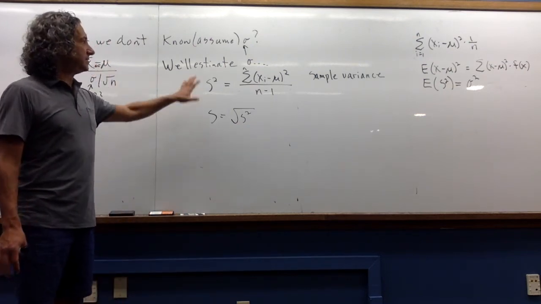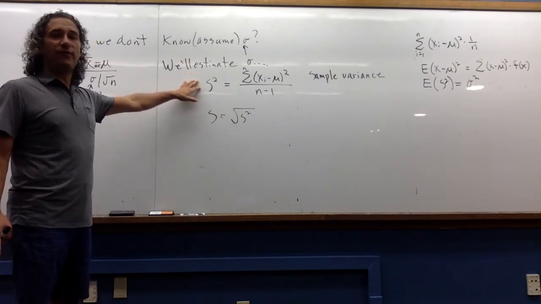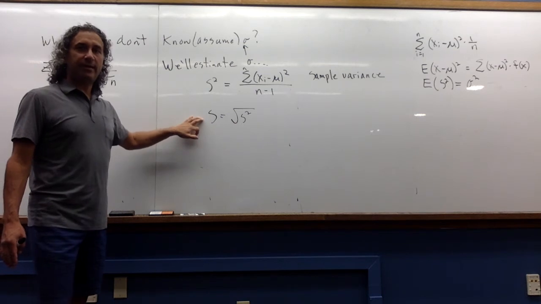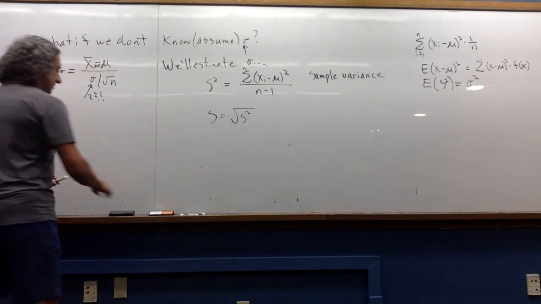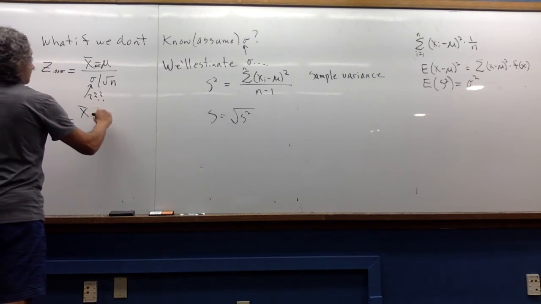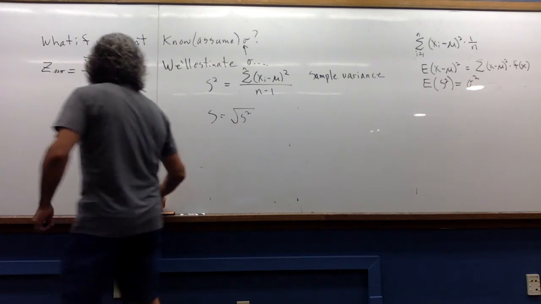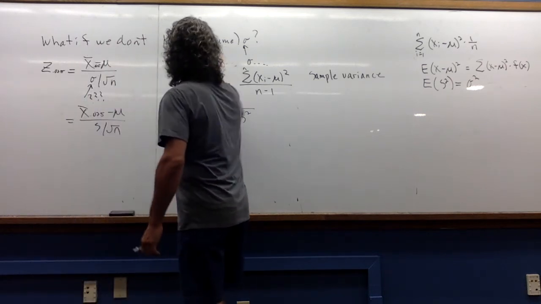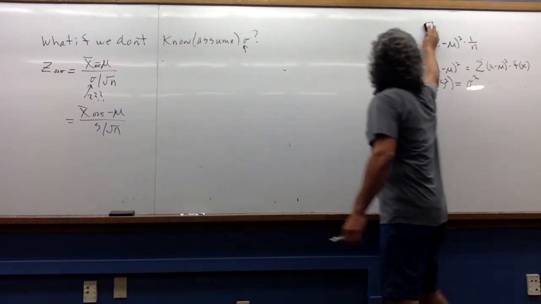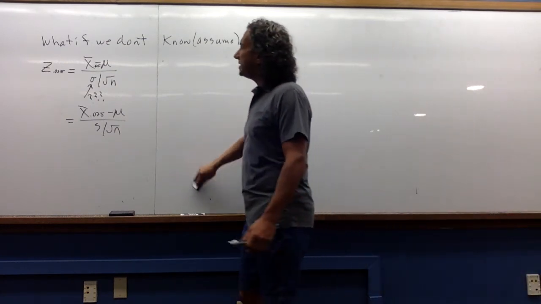All right, back to this. So this guy is our estimate for the true variance. This guy is our estimate for the true standard deviation. So instead of this, we're going to have x bar sub 0.025 minus mu over s over root n. So the question is, what does that picture look like?